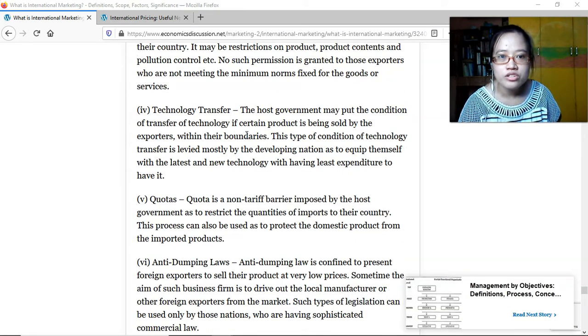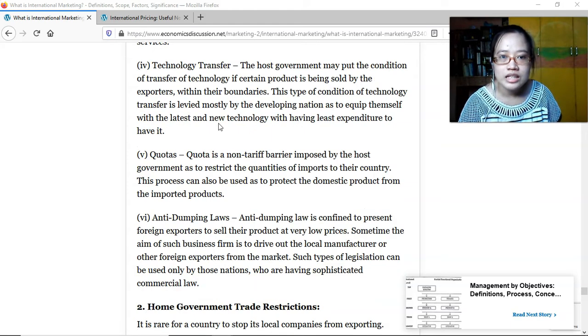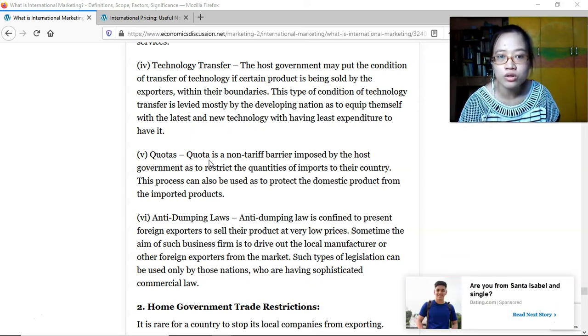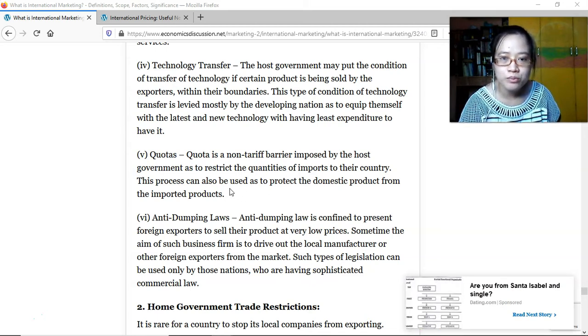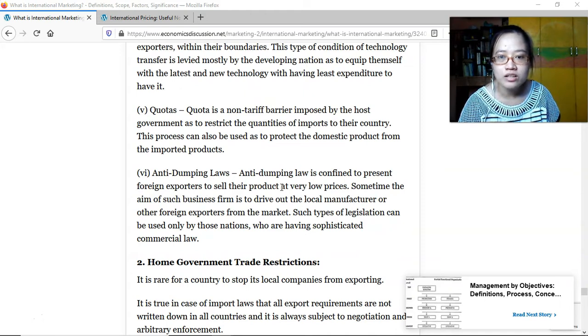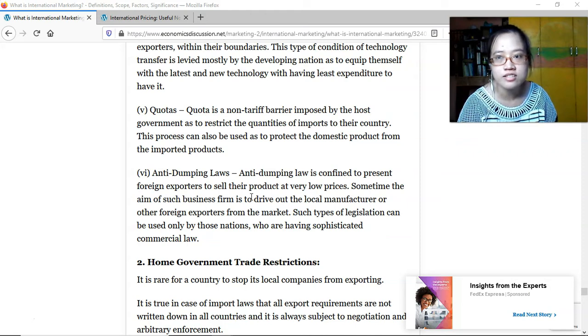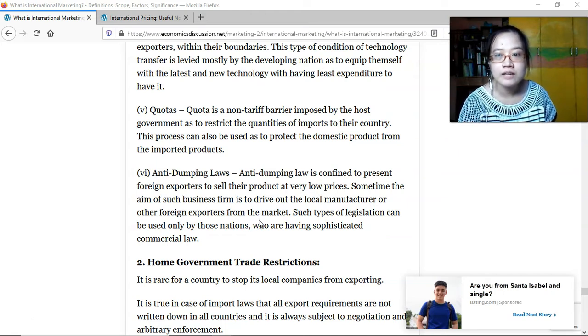Technology transfer: conditions are put on the transfer of technology if a certain product is being sold by the exporters within their boundaries. This is levied mostly by developing nations as they equip themselves with the latest technology at the least expenditure. And then you have your quota, a non-tariff barrier imposed by the host government to restrict quantities of imports to their country. Anti-dumping laws are confined to preventing foreign exporters from selling their products at very low prices. The aim of such a business firm is to drive out the local manufacturer or other foreign exporters from the market, so they have legislation to prevent this from happening.